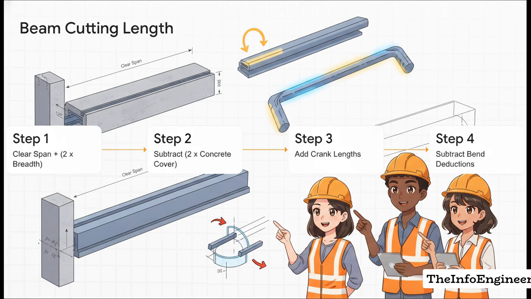So, when you're calculating the exact cutting length of a bent-up bar, follow these rigid steps so you can mentally track the math without getting lost in the details. Step 1. Start with your clear span and add the 2 beam breadths. Step 2. Pull back for the 2 concrete covers. Step 3. Add the extra lengths for your angled cranks. And finally, Step 4. Apply those bend deductions we just learned about.